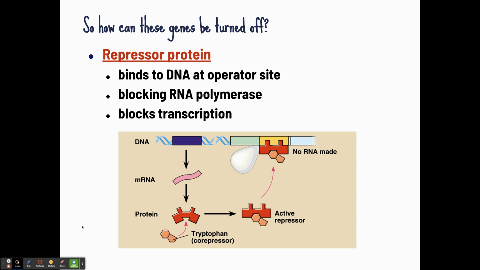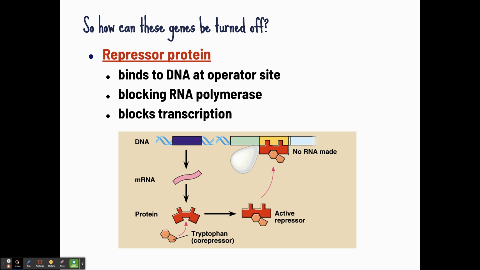So how can these genes be turned off? We have what's known as a repressor protein. It binds to DNA at the operator site, blocks RNA polymerase from reading the DNA strand, and blocks transcription. Whenever we say transcription is turned off, that means the gene is not being read. For example, if I'm not drinking milk, my body doesn't need to make lactase, so the gene to make lactase is turned off.